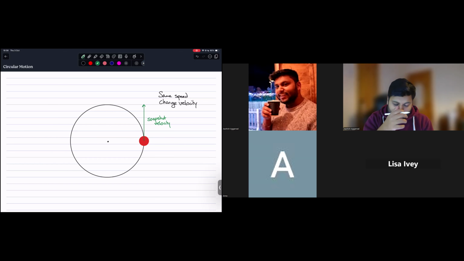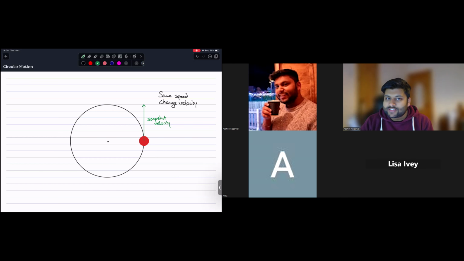If you got a piece of string or rope and tied it to some kind of weight, like a key, and you started spinning it around, and that represents this red object traveling around, and you suddenly let go of the rope, the key would travel in a straight line in the direction it was traveling in that moment. It would leave the circle and carry on going in a straight line. So the object's velocity is always kind of leaving the circle.